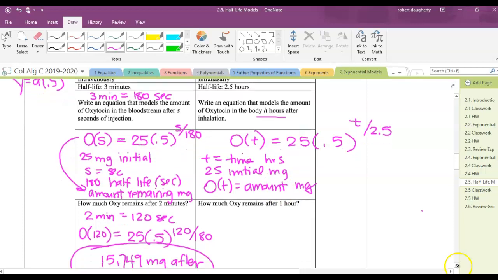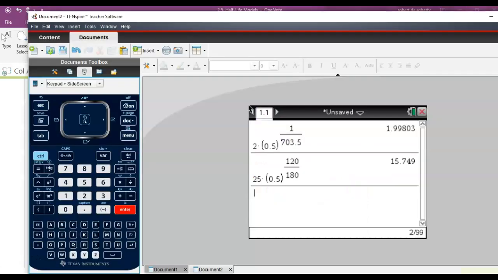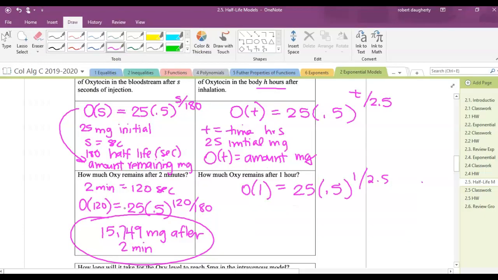How much oxy remains after 1 hour? So this is going to be substitute the value 1 into this equation. 25 times 0.5 to the 1 over 2.5. So we go 25 times 0.5 raised to the 1 divided by 2.5, and that is 18.94. So I get 18.94 milligrams after 1 hour.